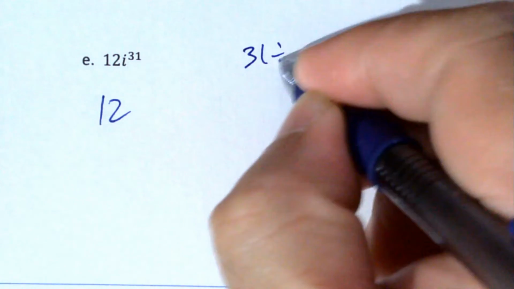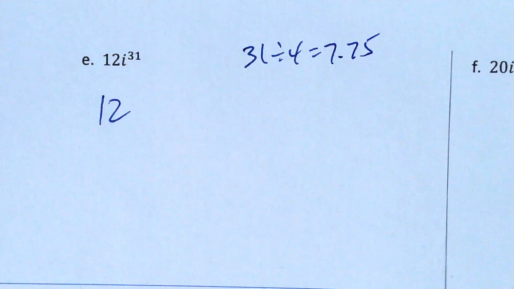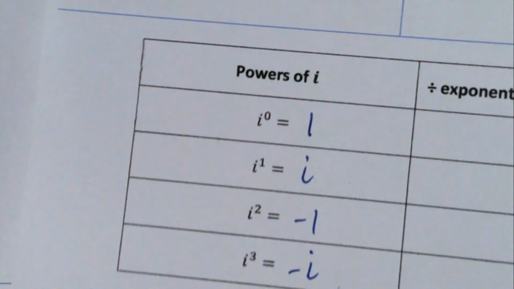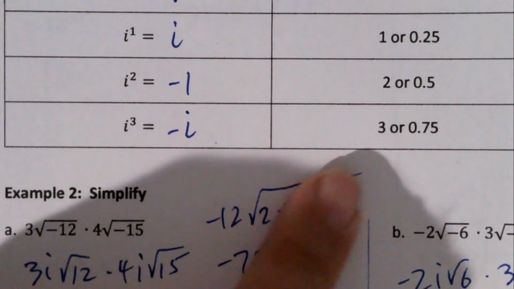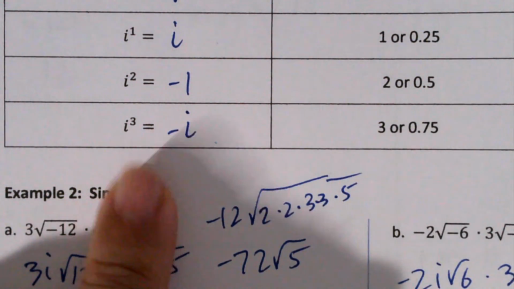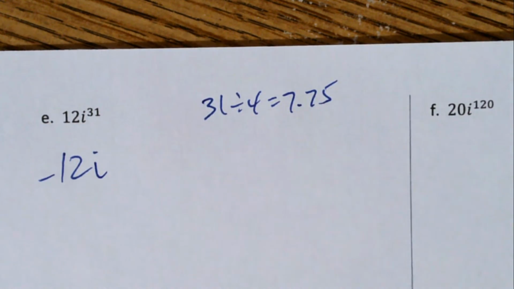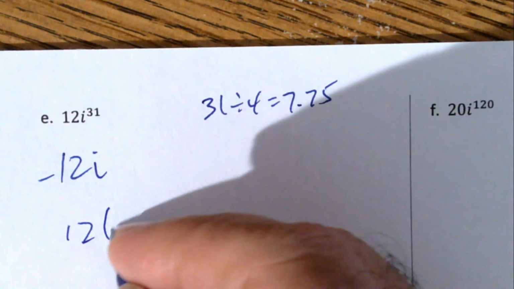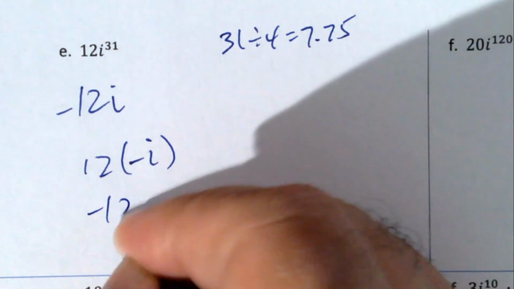So I to the 31. So just leave the 12 alone. But then for the I to the 31, do the 31 divided by 4. That's going to be 7.75. 0.75 is equal to I to the third, or negative I. Right? 0.75 corresponds to negative I. So this I to the 31 is going to be negative I. So that's negative 12I. I'm replacing I to the 31st with negative I, so I'll bring the negative forward, so it's negative 12I. That's how I got that, negative 12I.